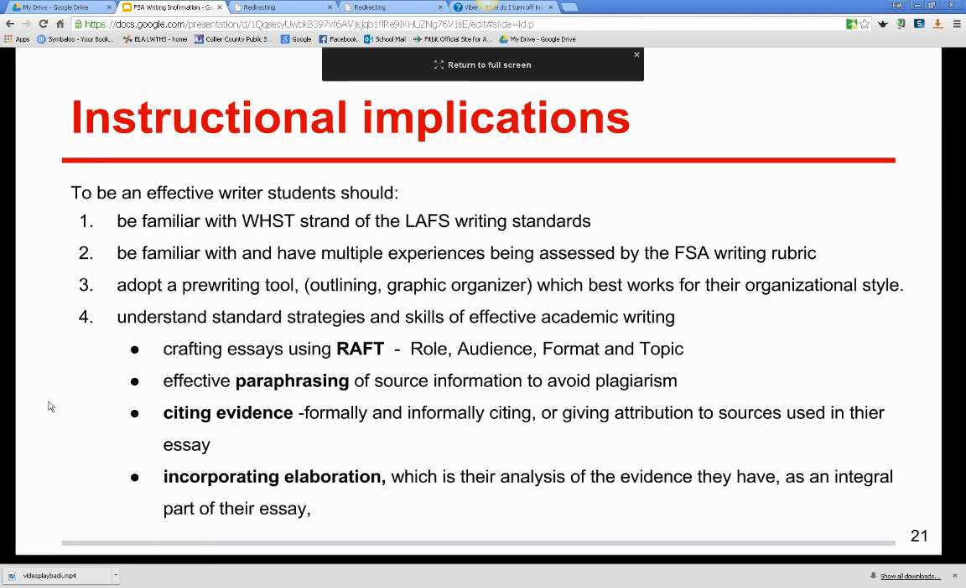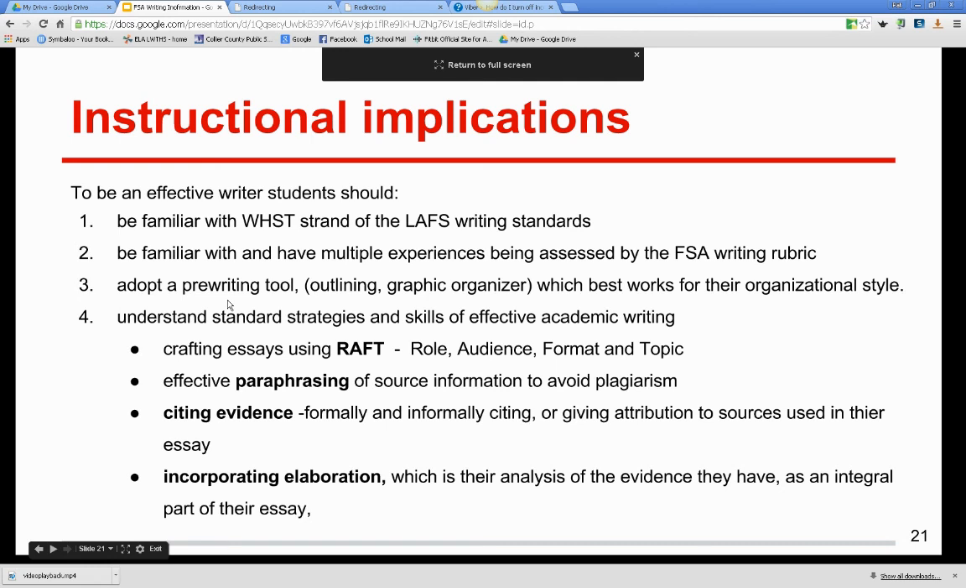Instructional implications for you to help our students. The students, to be an effective writer, have to be familiar with the standards, the writing strand for content area. They have to be familiar with and have multiple experiences being assessed by the FSA writing rubric. So they have to know how their writing is going to be assessed.